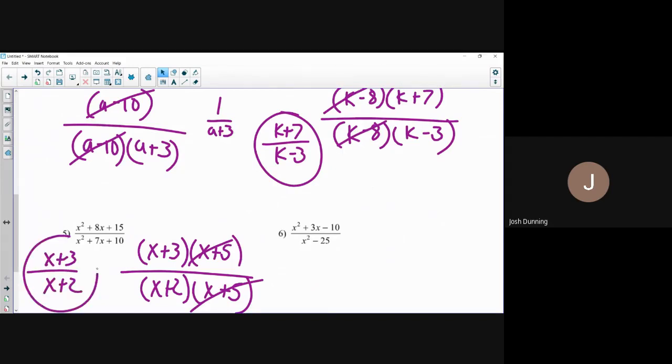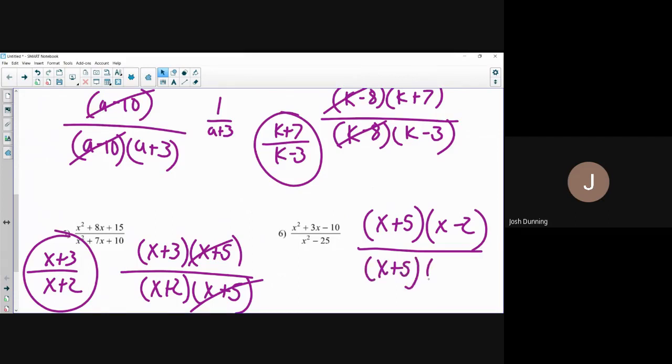Number 6. Got to have 1 of each, so they multiply to negative. 5 minus 2 is 3, so 5 and 2. The bottom is that dots again. Perfect square, minus sign, perfect square. X plus 5, X minus 5. X plus 5's cancel. Your answer is X minus 2 over X minus 5.